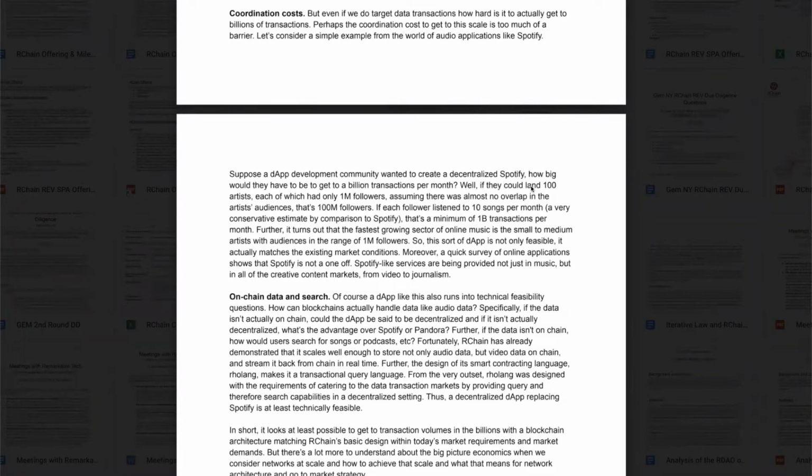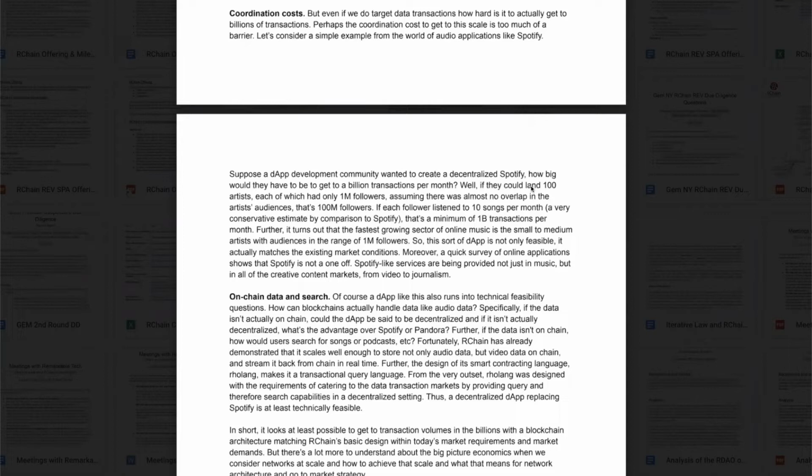Like, how big do they have to get to reach 1 billion transactions per month? Well, suppose they could land not 1 million artists, but just 100 artists, each of which has an audience of 1 million followers. That's 100 million people, assuming the artists don't have too much overlap in their audiences. If each of those people listens to 10 songs per month, which is extremely conservative by comparison to Spotify numbers, that's 1 billion transactions per month.